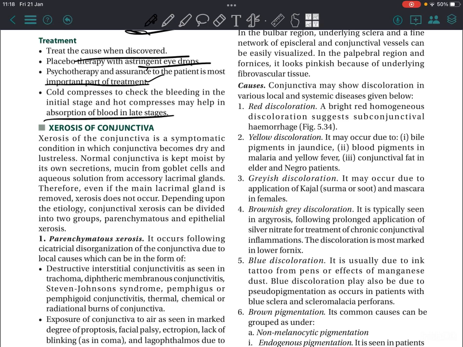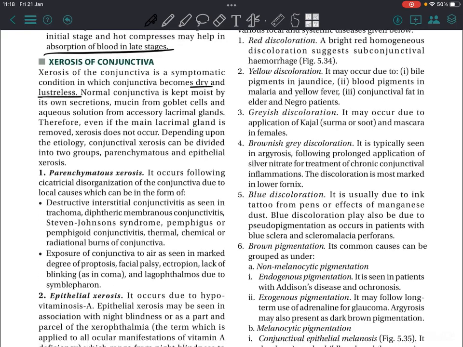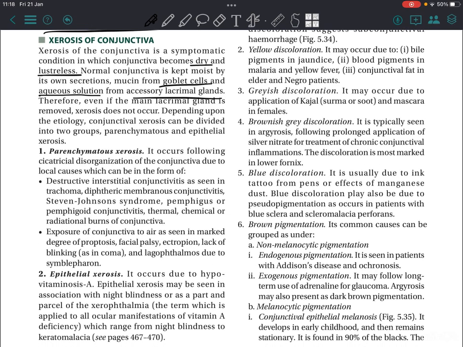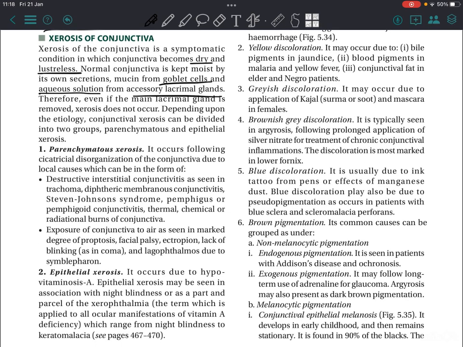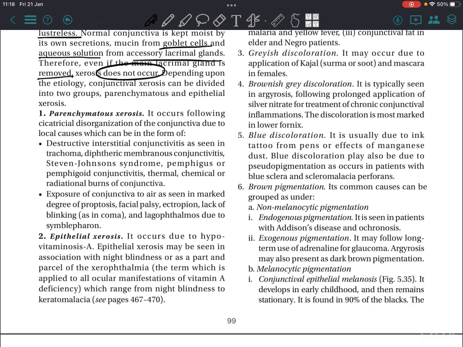Xerosis of conjunctiva. It's a symptomatic condition in which conjunctiva becomes dry and lusterless. Conjunctiva is kept moist by its own secretion, mucin from goblet cells, aqueous solution from accessory lacrimal glands. Therefore, even if the main lacrimal gland is removed, xerosis does not occur. Depending upon etiology, conjunctival xerosis can be divided into two types: parenchymatous and epithelial type. Parenchymatous xerosis and epithelial xerosis.